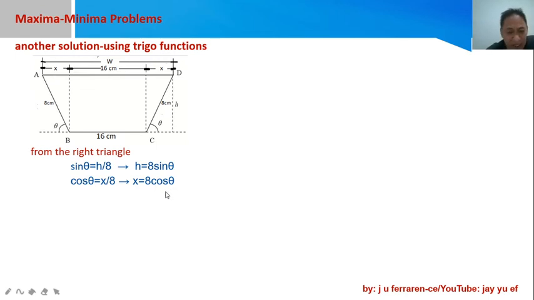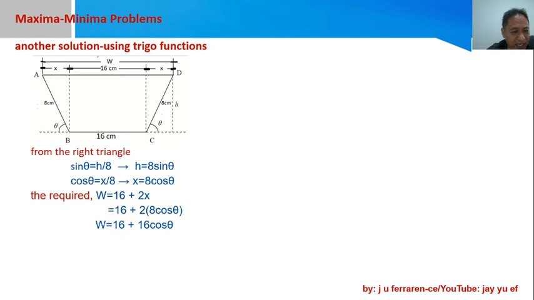Now I can go back to my w. W is equal to 16, this is the required 16 plus 2x, correct? In terms of theta, my x is 8 cosine of theta. So this can be 16 plus 16 cosine theta as my w. So if I can determine what is cosine theta, then I also have the value of w.